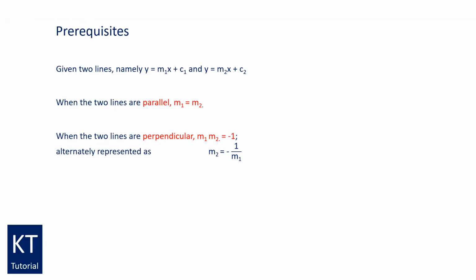More prerequisites. Given two lines, one with a gradient of m1 and another with a gradient of m2. When the two lines are parallel, m1 must equal m2. And when the two lines are perpendicular, the product of m1 and m2 equals -1.